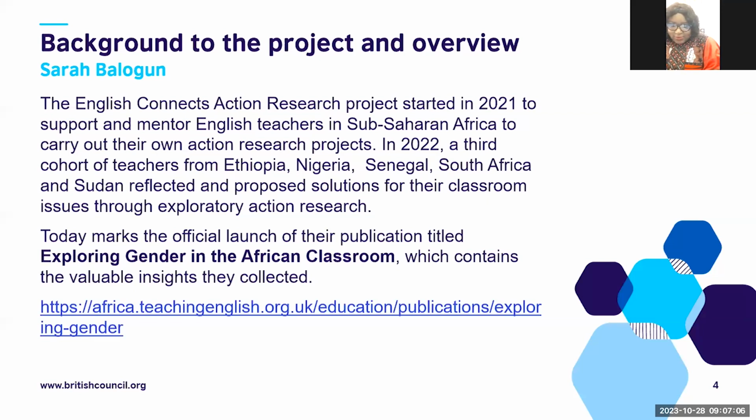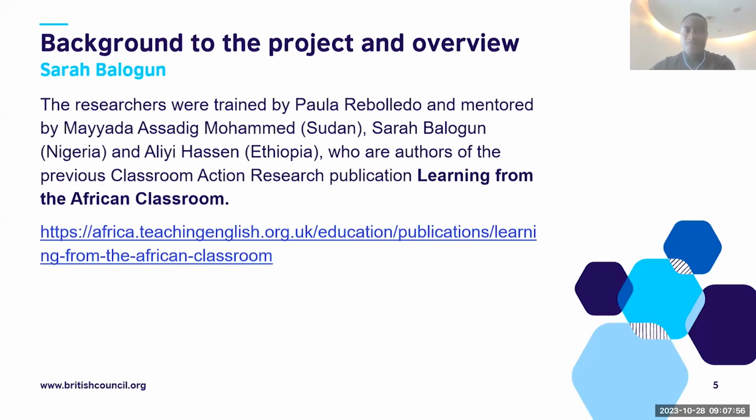And we'll be talking about how the English Connect Action Research Project was started in 2021. The research is supposed to support mentors in Sub-Saharan Africa to carry out their own research projects in their classrooms. As I said, last year we worked closely with fantastic teachers and teacher educators from Ethiopia, Sudan, Nigeria, and Senegal to carry out our own research project focused on studying gender dynamics in their various classrooms.